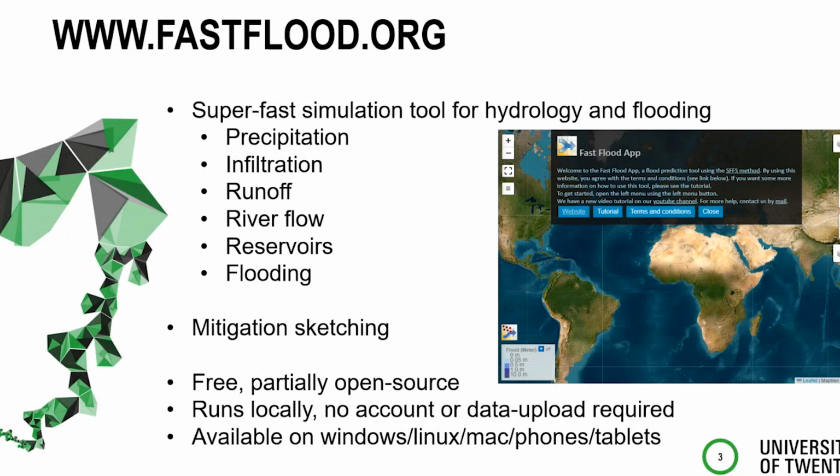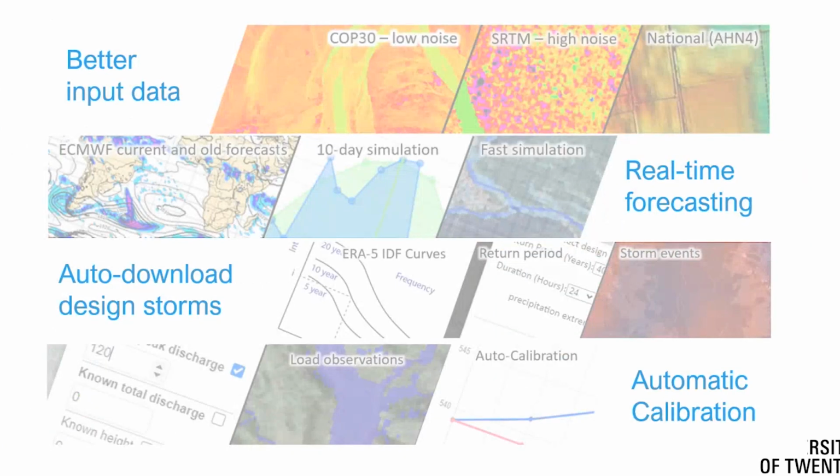It's free, partially open source. The algorithms are, the website is not. Runs locally, so we don't run any servers to actually do the computations. When you go to the website on your phone, it's your phone doing the actual modeling, but it's fast enough that we can do that, and it saves a lot of server costs.